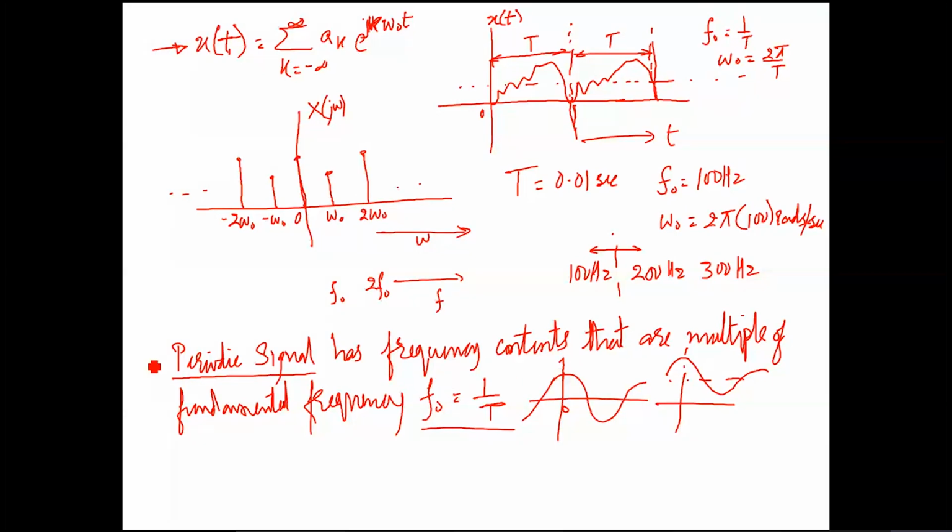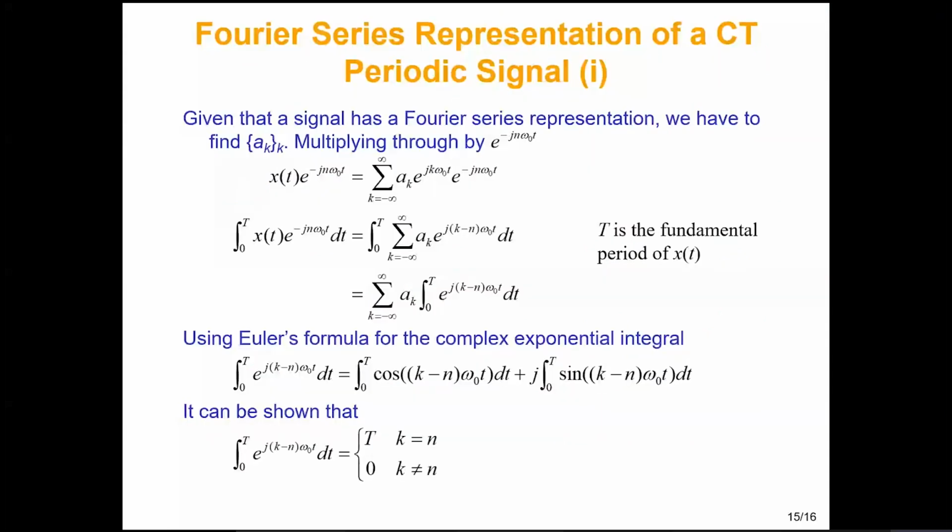So this important aspect of a periodic signal is that it has frequency contents that are multiples of the fundamental frequency, and it cannot have any other frequency content in between. It can just have multiples of the fundamental frequency. How many of these harmonics it has, and what the values of those harmonics are, actually depends on what shape you have for that particular periodic signal. So this was for periodic signals. Now let's continue and talk about the Fourier series itself.